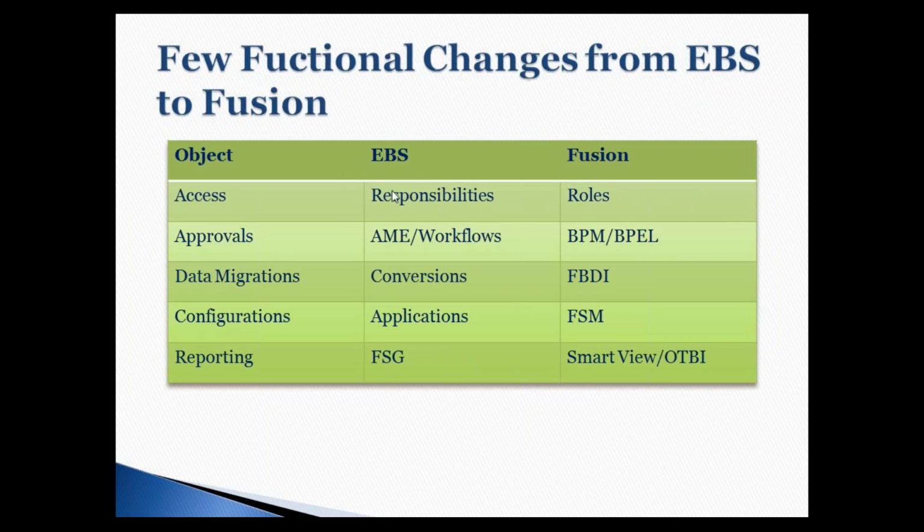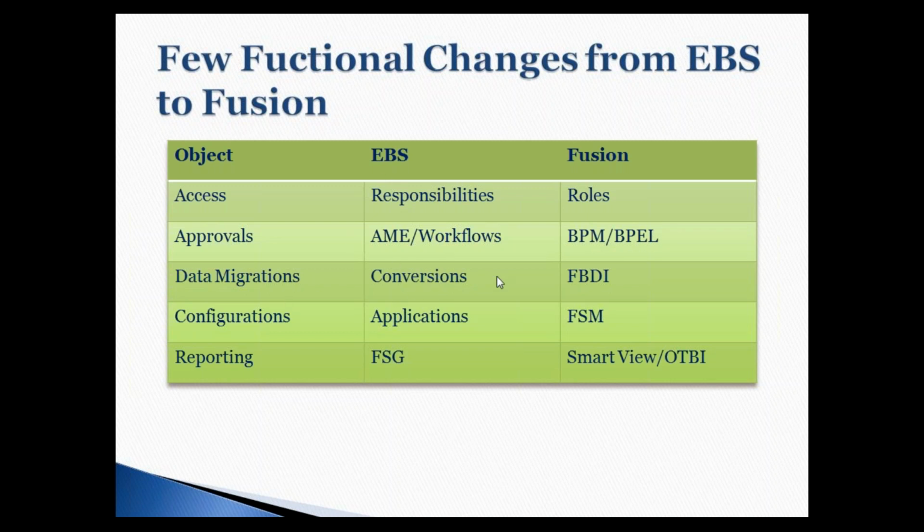In the form of functional access, how do we access in EBS? We have responsibilities in EBS, but that changed and we call them roles in Fusion. It's more or less the same, but we call them roles, and how these roles are developed we will understand as we start discussing further in Oracle applications. And approvals are managed through AME or workflows, but in Fusion we call them BPM BPEL.